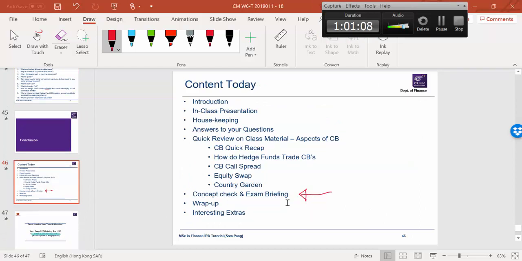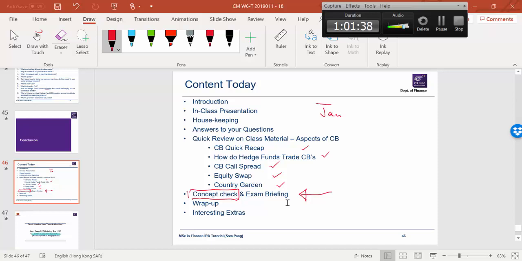We talked about CB and how hedge funds trade that. We talked about the Country Garden case, which involves you understanding what an equity swap is. And we spoke about call spreads. We had a concept check, and I know that will help you. And we also talked about the logistics, didn't we?